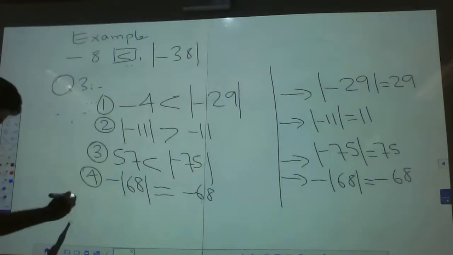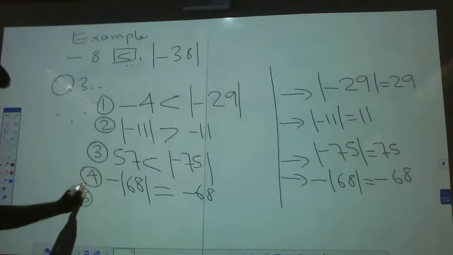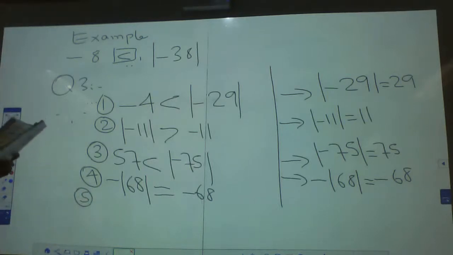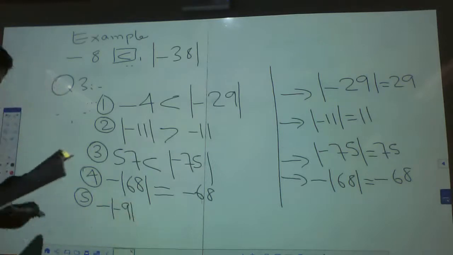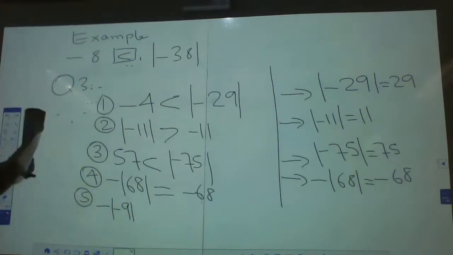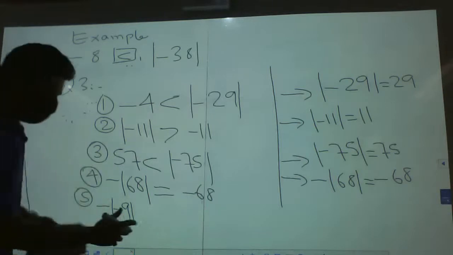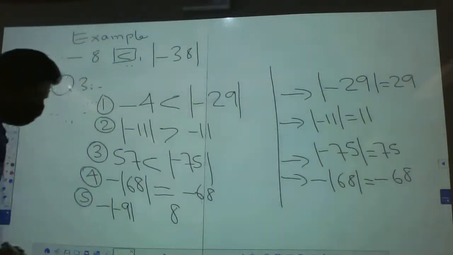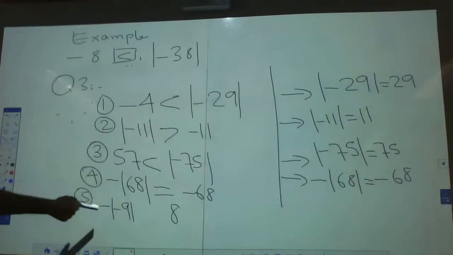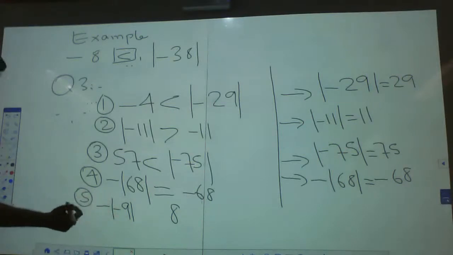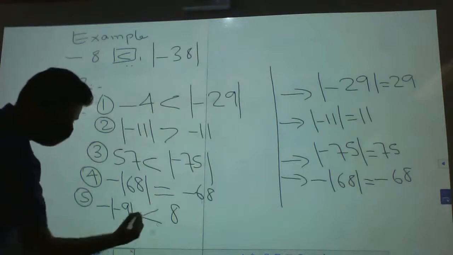Question number 5. -9, and next we have 8. Now, this is smaller or bigger? If we see -9, right, it is smaller because minus is outside, so it is smaller.